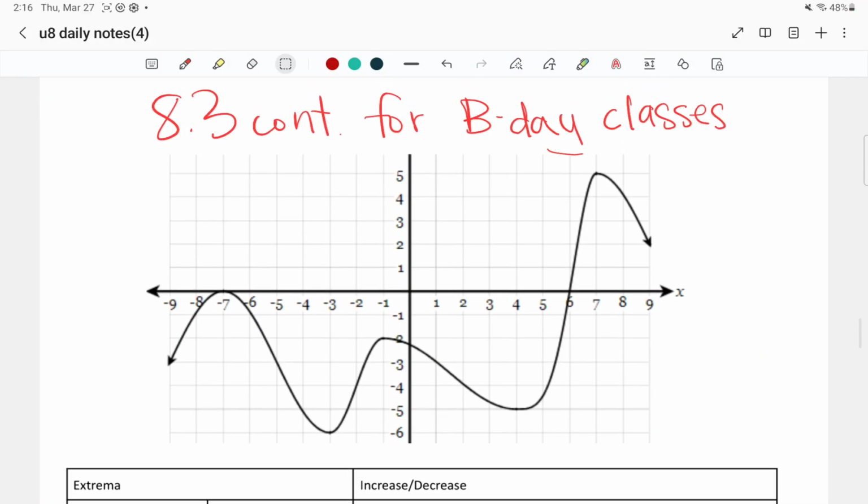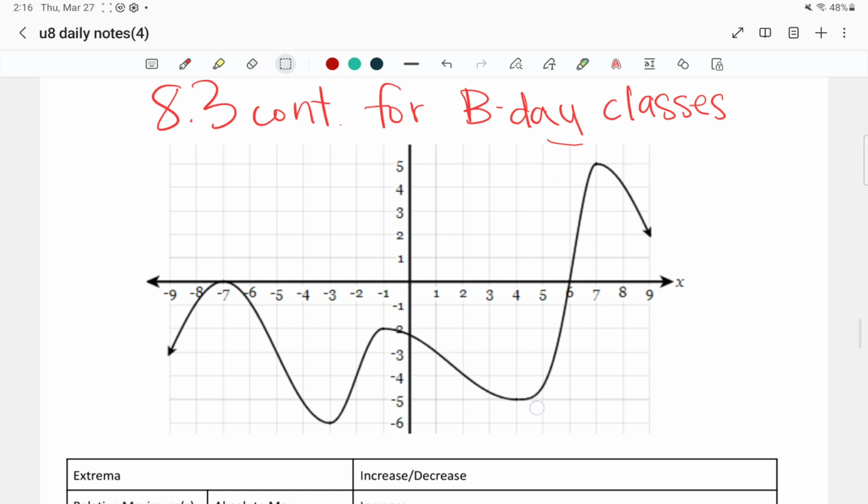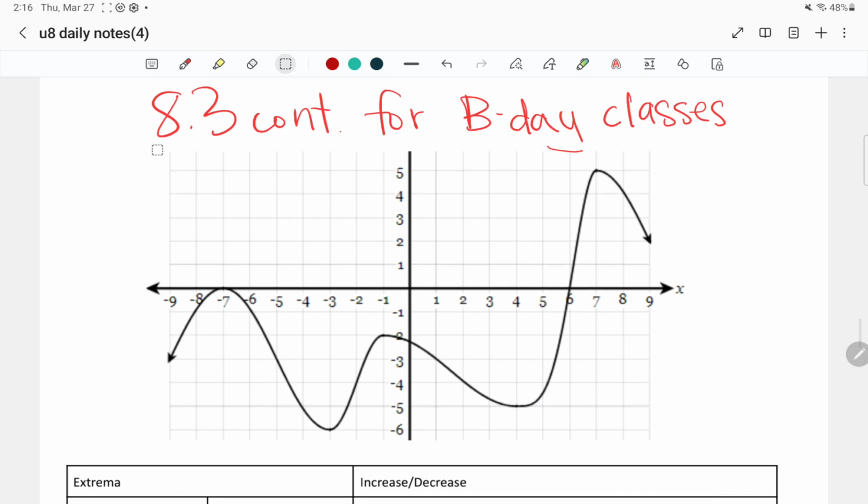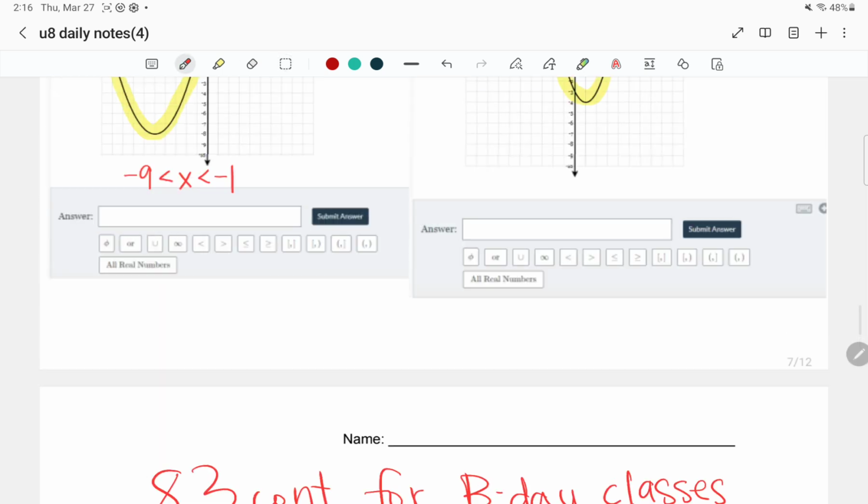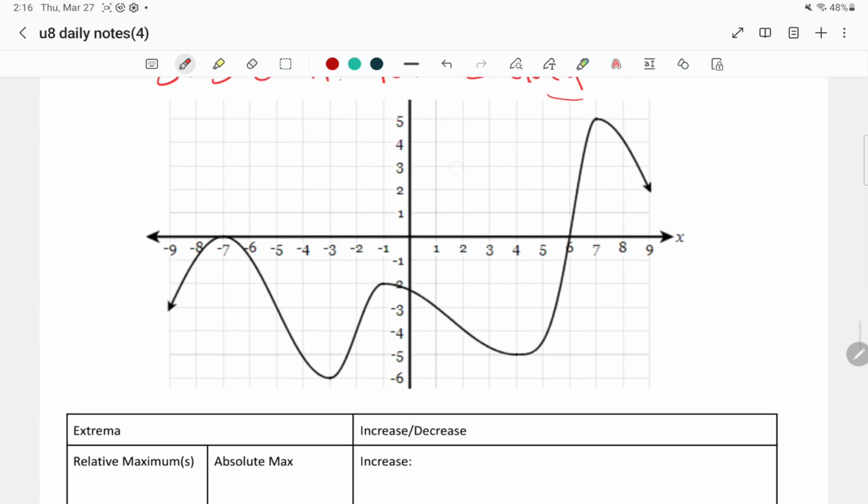Alrighty, so we're going to finish 8.3 today. So I am on the second time you see this graph. I think it's the third page. Okay.